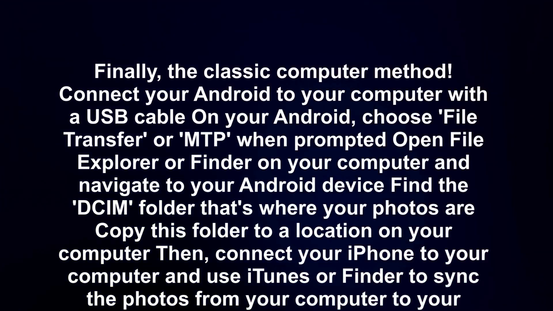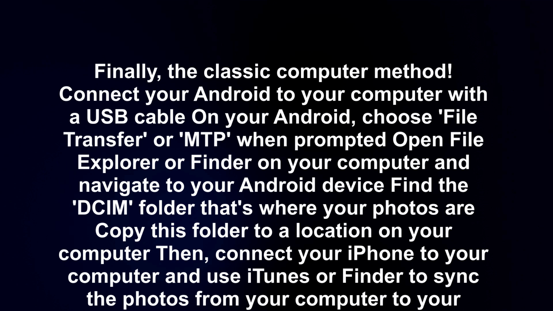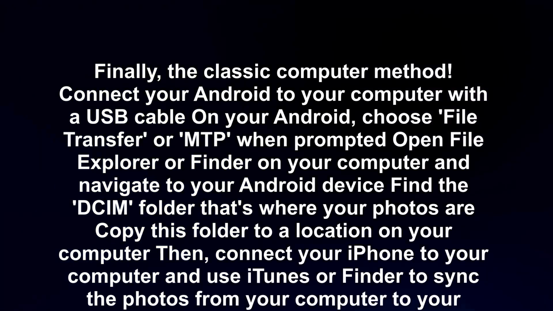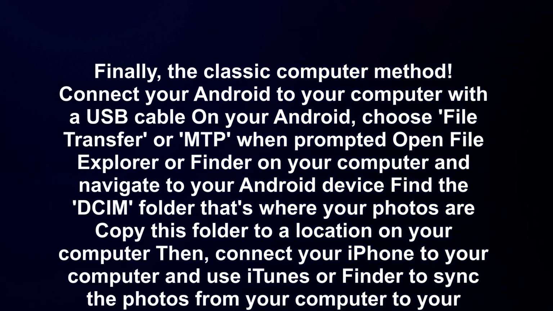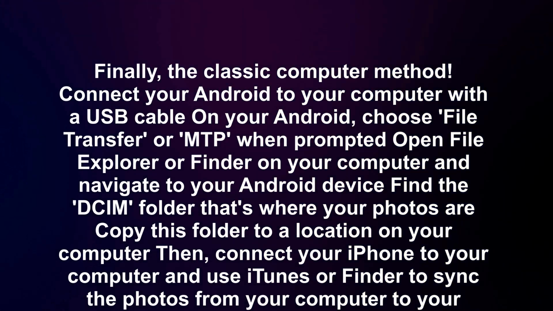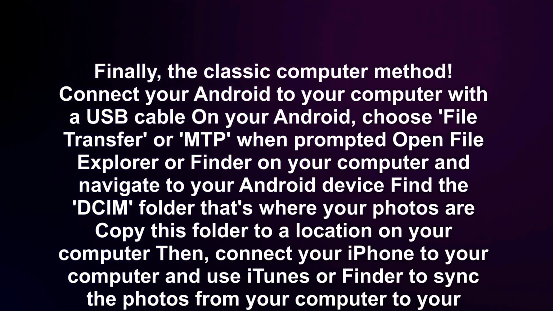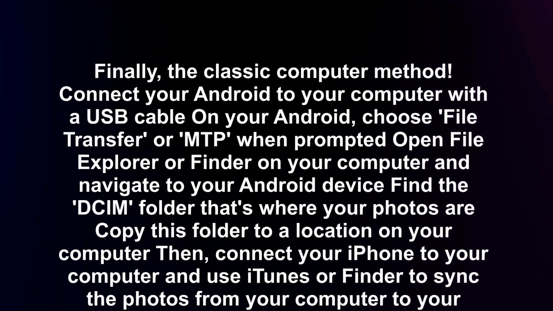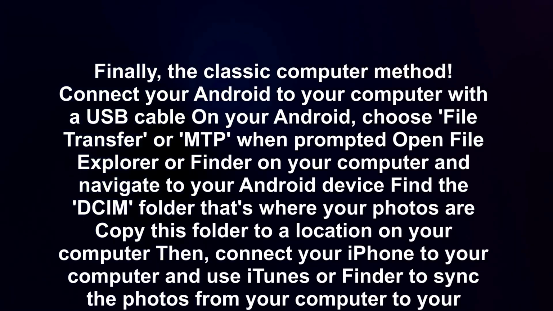Finally, the classic computer method. On your Android, connect your Android to your computer with a USB cable. Choose File Transfer or MTP when prompted. Open File Explorer or Finder on your computer and navigate to your Android device. Find the DCIM folder. That's where your photos are. Copy this folder to a location on your computer.